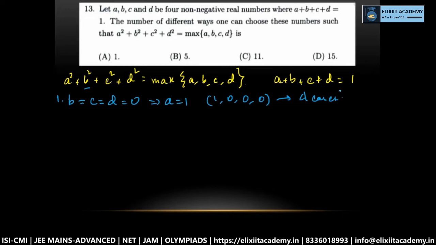Similarly, one more case is B is equal to 1, the rest can be 0. Similarly, C is equal to 1, the rest of the things can be 0. Similarly, D is equal to 1, and the rest, A, B, C, are all 0. So basically there can be 4 possible cases in this case.